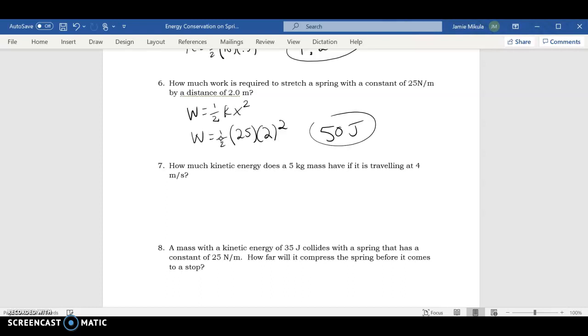Number 7, how much kinetic energy does a 5 kilogram mass have if it's traveling at 4 meters per second? Okay, KE equals 1/2 mv squared. KE equals 1/2 times 5 times 4 squared. That's 40 joules of kinetic energy.